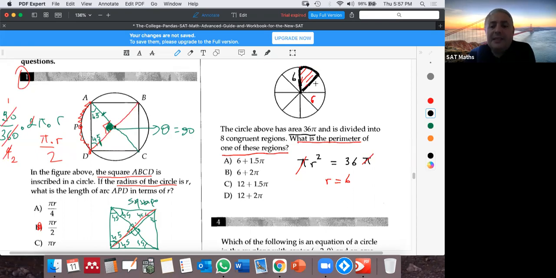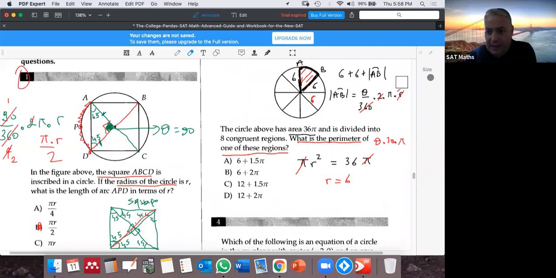So 6 plus 6 plus the length of AB. If I say this is A and this is B, what is the length of AB? We have only one formula, angle over 360, times 2 times pi times r. R we know is 6. So this is now 6 and this simplifies, 60 and then 30. So theta times 30 times pi. I need the theta. Let me write one more time: theta divided by 360, 2 times pi times r. What is the theta? Be careful.